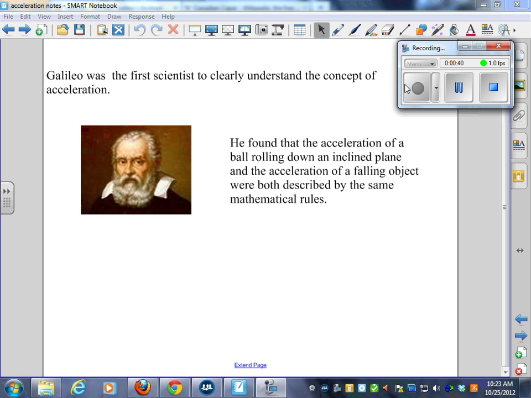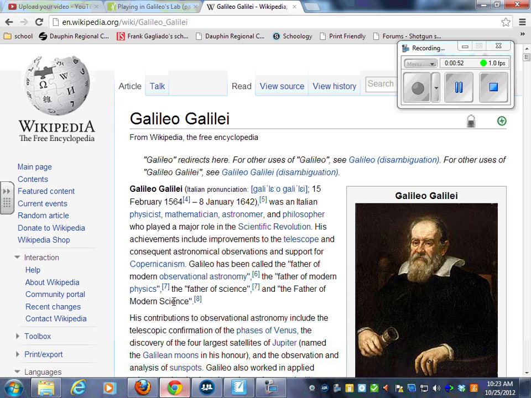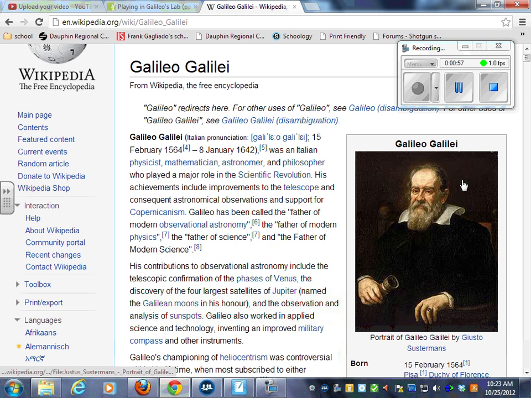So Galileo was the first scientist to clearly understand the concept of acceleration. He found that the acceleration of a ball rolling down an inclined plane and the acceleration of a falling object were both described by the same mathematical rules. And if you want to read about Galileo, there he is there. Known as the father of science, the father of modern science. He did a lot of things.